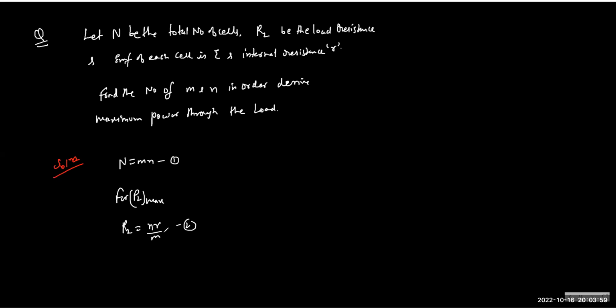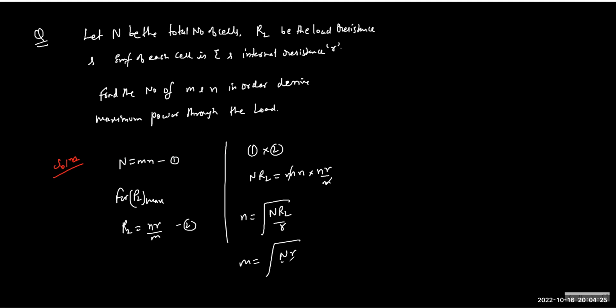Let's say n is this and RL is this. Can you find n and m from here? So 1 into 2, multiply: n RL equals m n into n r by n. n comes out to be n RL by r root, and m will be just the reverse. It's clear?